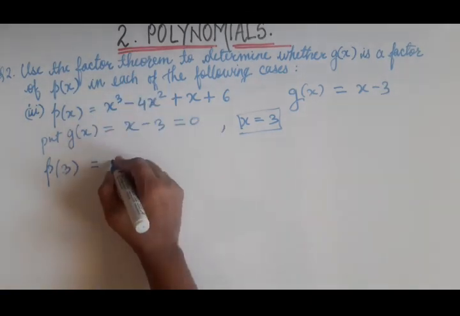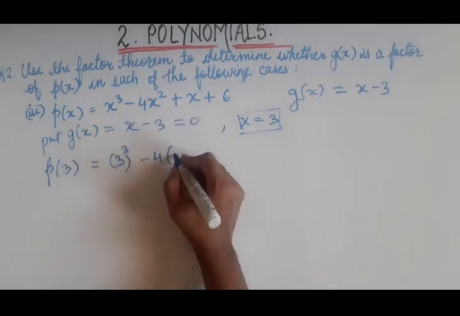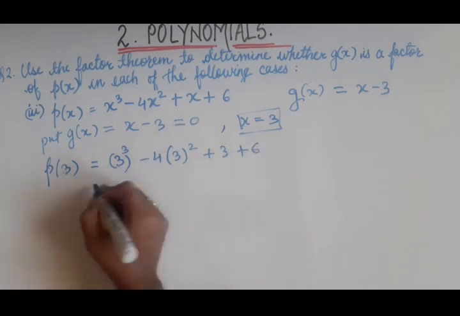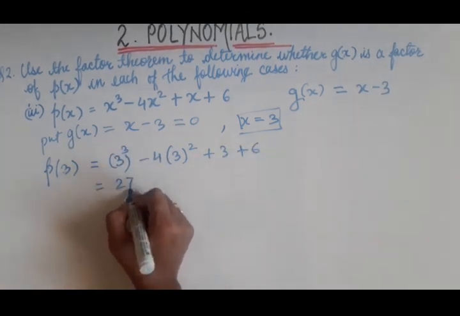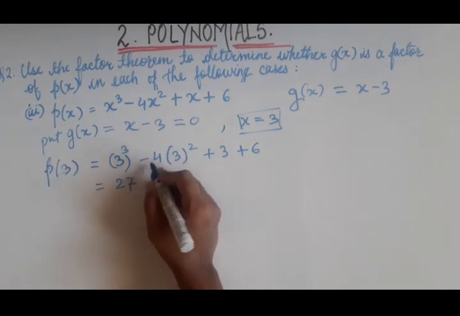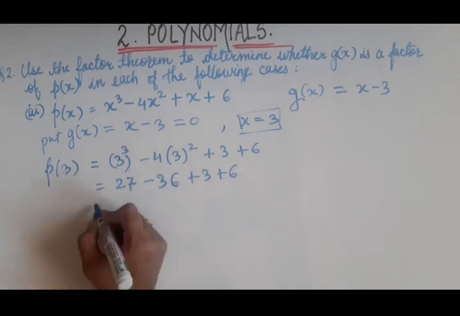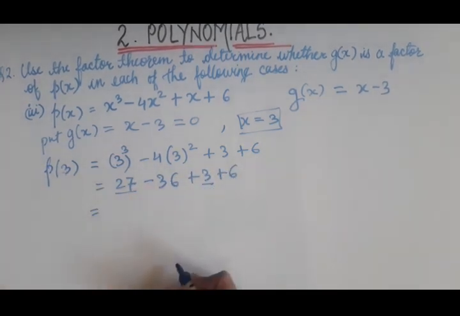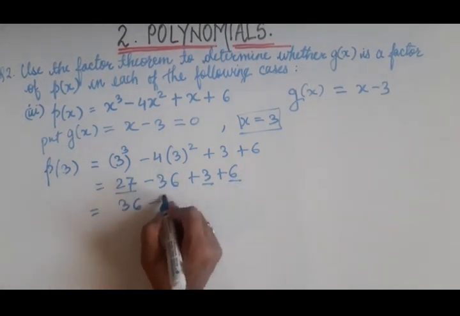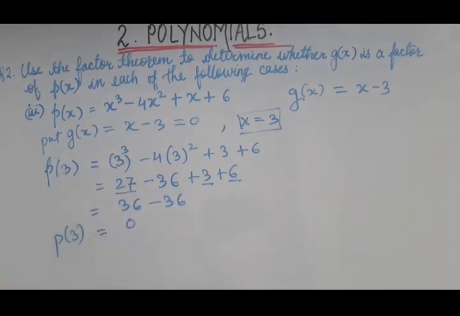Now replace x with 3 in that equation. What you will get? X cube, so it will be 3 cube minus 4 into 3 square plus 3 plus 6. So 3 cube will be 27. 3 square is 9. 9 into 4 is 36, but it will be minus 36 plus 3 plus 6. Okay, 27 plus 3 is 30, and 30 plus 6 is 36. This minus 36 as it is. 36 minus 36 is 0. So you got p of 3 equal to 0.